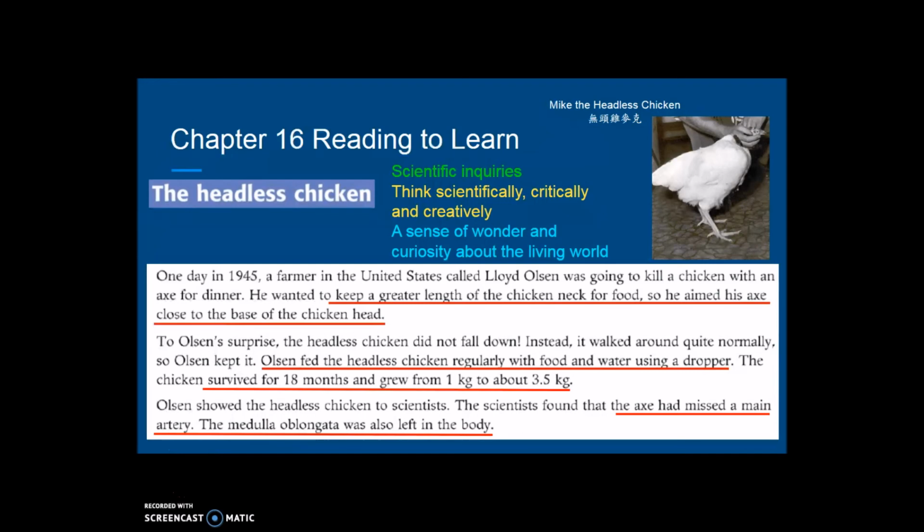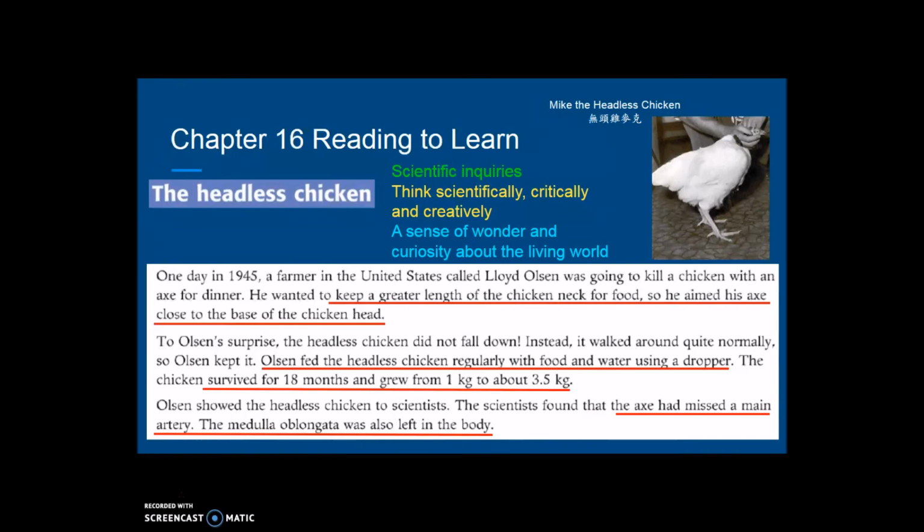He fed the chicken regularly with food and water by using a dropper. Actually, the food was milk mixed with water and some corn. And you may think that the chicken cannot eat a lot, so it will lose weight, right? But the point is that, very surprisingly, the chicken could survive for a long time, 18 months, and it even gained weight before it really died.